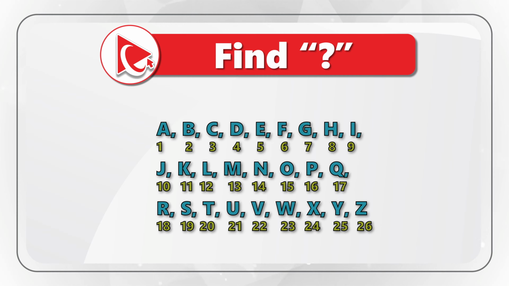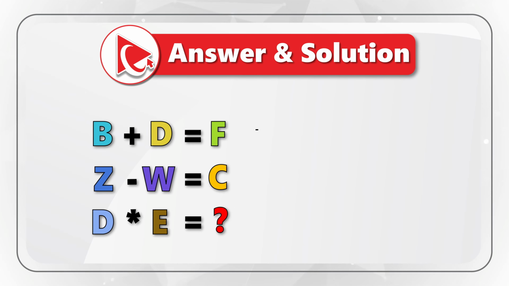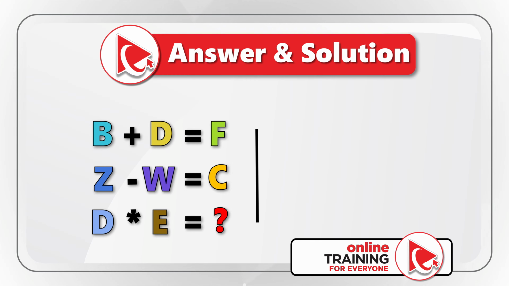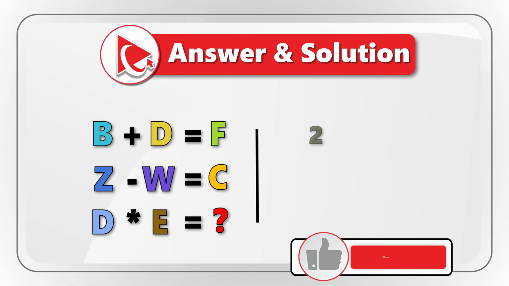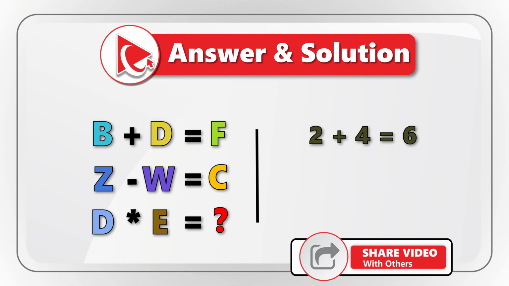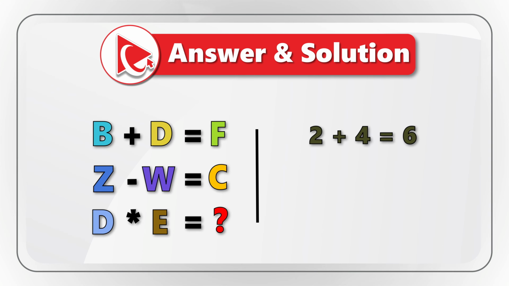With this cross-reference, let's see if we can get a better conversion between letters and numbers. For example, expression B plus D equals F, in reality, after conversion, would be 2 plus 4 equals 6. Which makes mathematical sense. Let's look at the second one. Z minus W equals C would in reality be equal 26, which is the number associated with letter Z, minus 23, which is the number associated with letter W, which would be equal to 3.